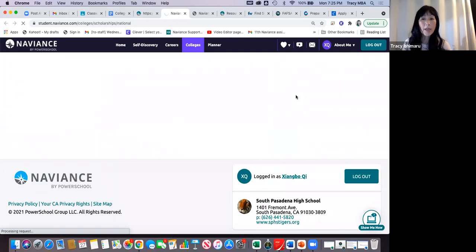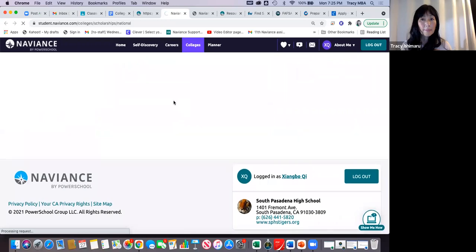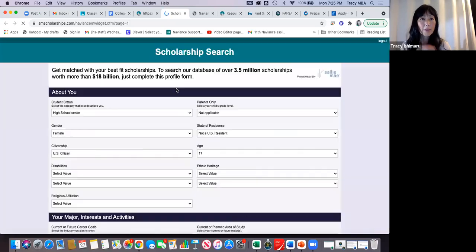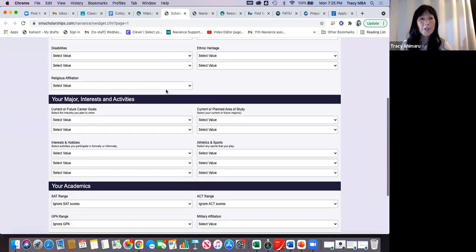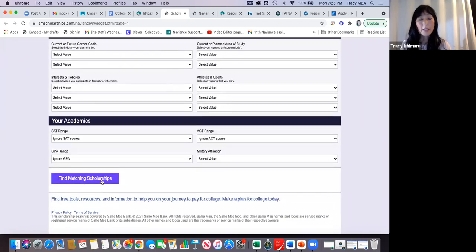So a student can actually do a search. I'm not sure why it's not coming up. It's a little bit frozen. There it goes. It's thinking now. So they can put in about themselves and their major's interest, their academics, and then they can go ahead and click the button and find some matching scholarships.